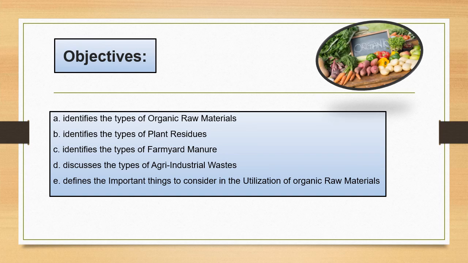Before we start our discussion, we have here our objectives. So, let me read it to you. A, identifies the types of organic raw materials. B, identifies the types of plant residues. C, identifies the types of farmyard manure. D, discusses the types of agri-industrial waste. And E, defines the important things to consider in the utilization of organic raw materials.